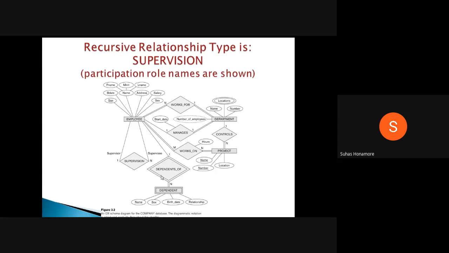While writing the relationship types we also write ratios, like N is to 1, 1 is to 1, M is to N. Here works on and dependents of, these three we studied. The remaining ones, if you saw, are manages, controls, and supervision. These three relationship types were not studied, so we'll study them now.